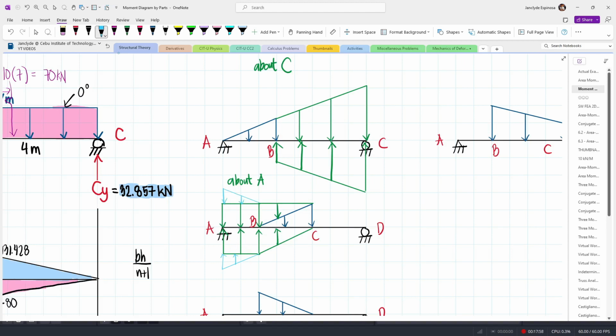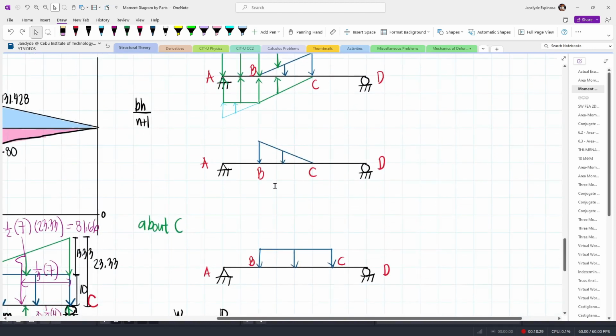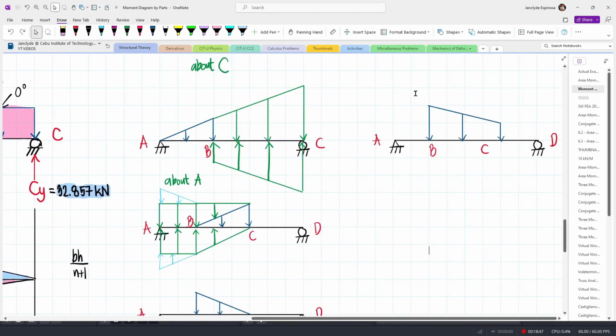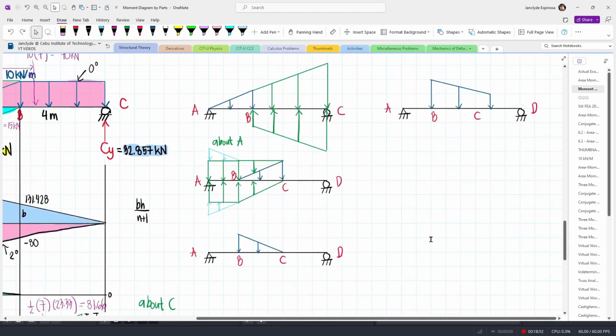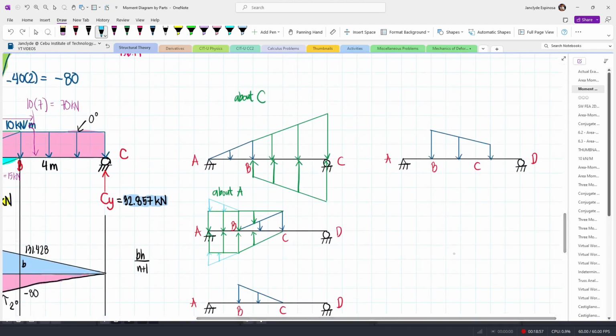Notice that if you don't know how to choose the moment center, it will be very difficult to draw the moment diagram by parts. The easiest moment center for this figure is about C, while for this one, the ideal moment center is about B. For this figure, the ideal moment center is about B, while for this one, it may be B or C. And for this figure, we need our moment center to be at B. Now as a challenge, try to make this load continuous about point D. Just apply this concept and also this concept.